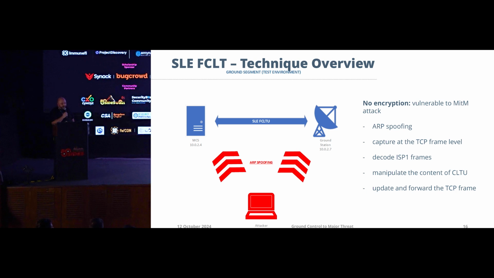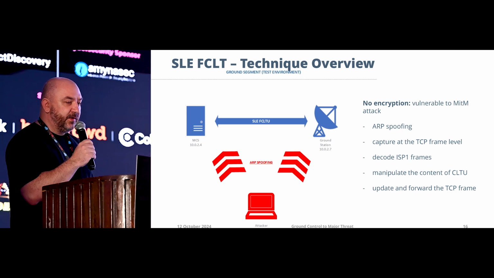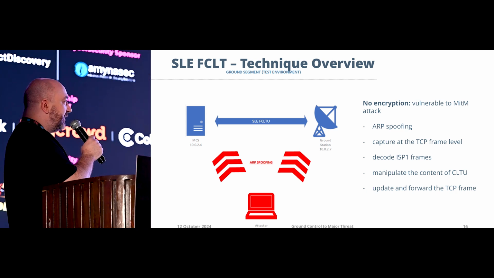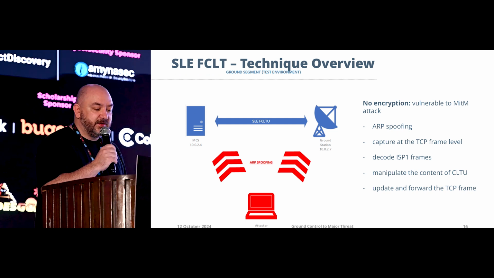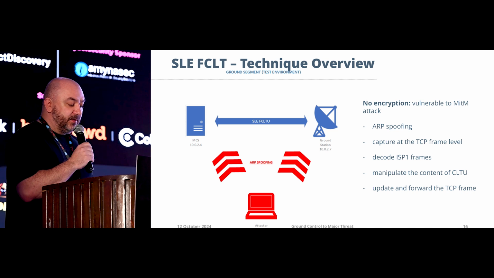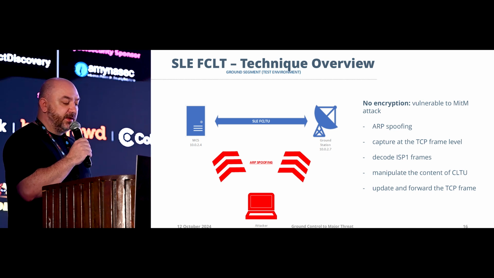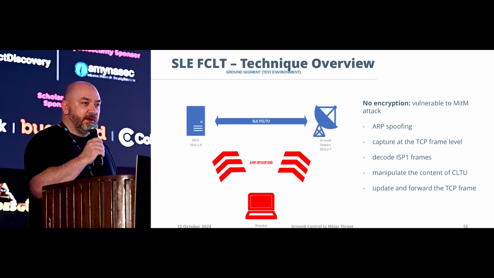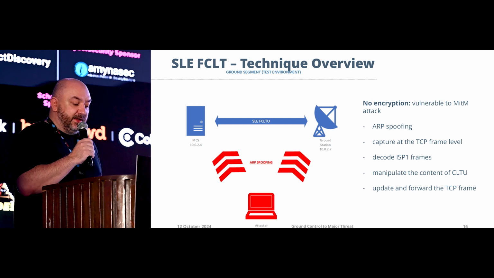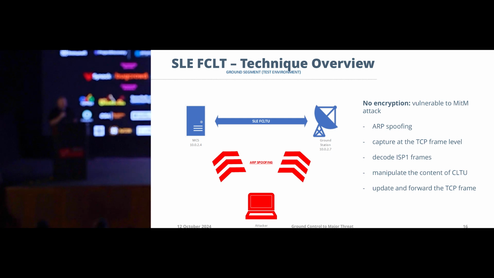So, from the technique overview point, because there is no encryption, we thought that the best way to demonstrate the attack and come up with possible attack scenarios is to use a man-in-the-middle attack. So at a high level, we do ARP spoofing. We capture the data at the TCP frame level. We decode the ISP1 frames, which I will explain later what they are. But they basically carry the CLTU data, which is the thing that goes to the spacecraft at the end. And then we update those frames and push them forward to the ground station.